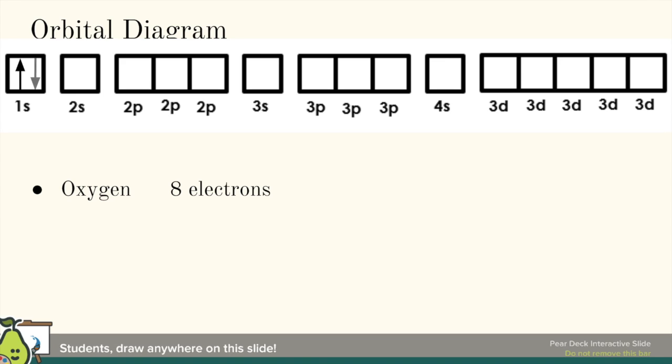1 going up, 2 going down, 3 going up, 4 going down, and then we move on to 2p. If you notice, all of our s orbitals only had one box, but our p orbital has 3 boxes. So we're going to put one arrow in each box before we pair them. Let's go over that again. When I filled up my p, I did one up arrow in the first one, one up arrow in the second one, and one up arrow in the third one before I made my 4th arrow. So this ends up being 8: 2, 4, 6, 8. That's my 8 electrons for oxygen.